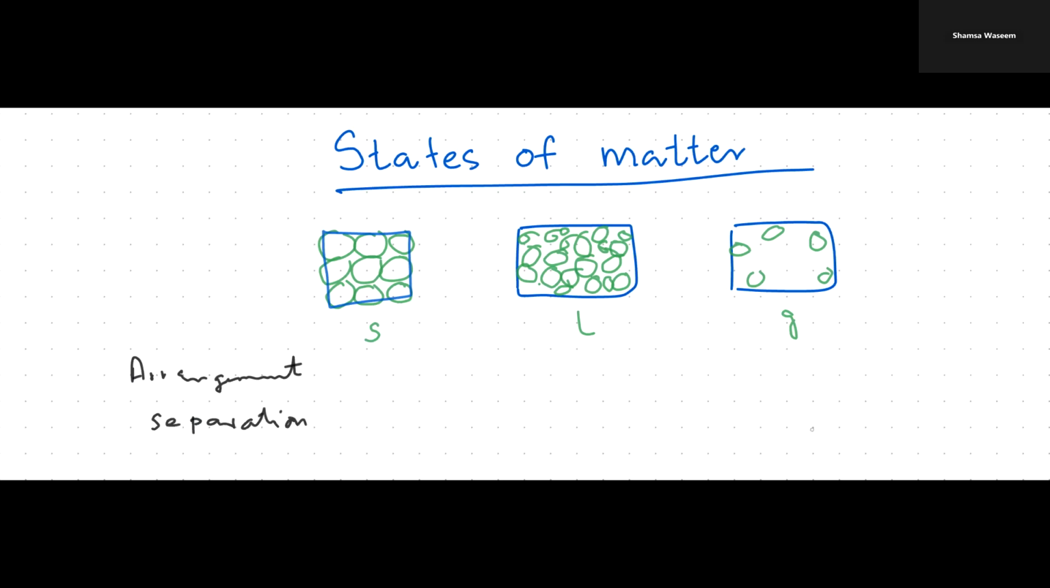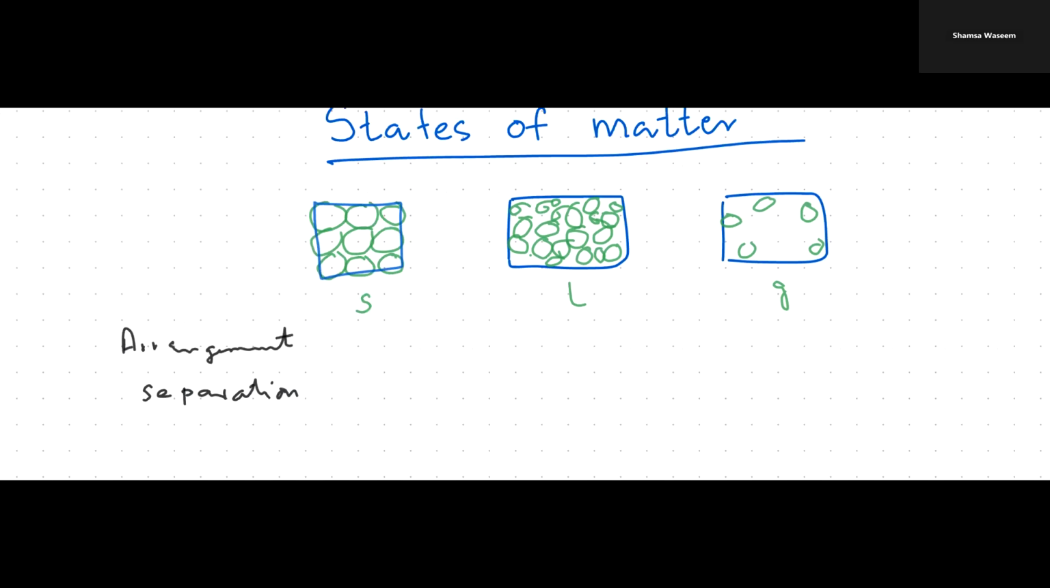I'll also be showing you the actual candidates' responses, the actual scripts, so that you can differentiate how the marks are being given. So why do we lose the marks in this? Arrangement, separation, and motion of the particles.